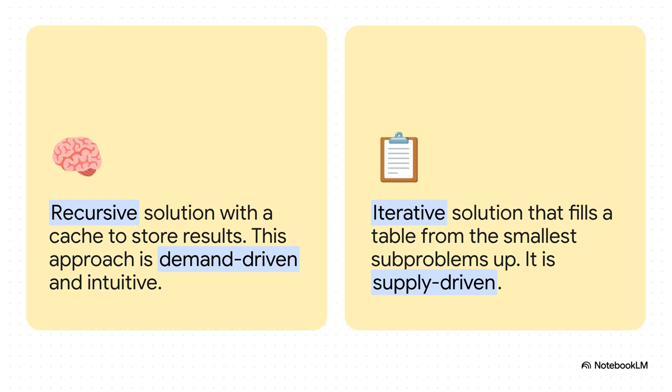Then you've got the other flavor, bottom-up, or tabulation. This is the opposite. You start with the tiniest, simplest problems, solve them, and use those answers to build up to bigger and bigger problems, usually by filling out a table. It solves all the small problems first, just in case they're needed later.